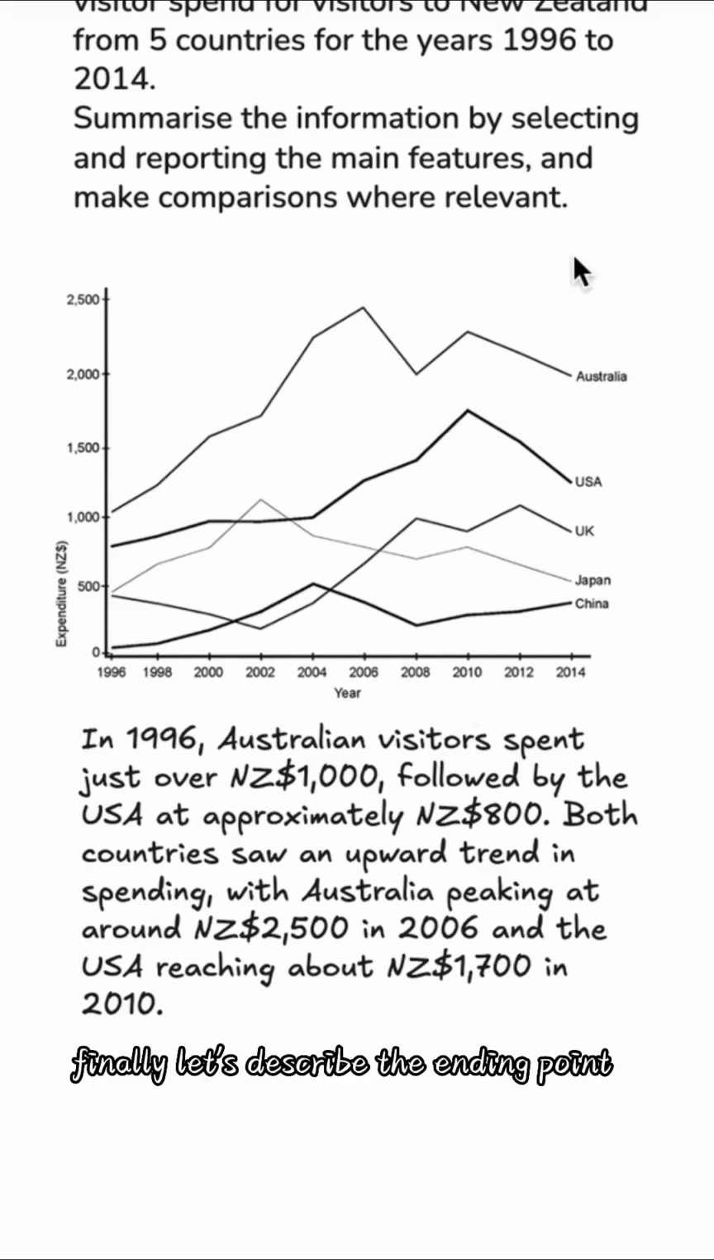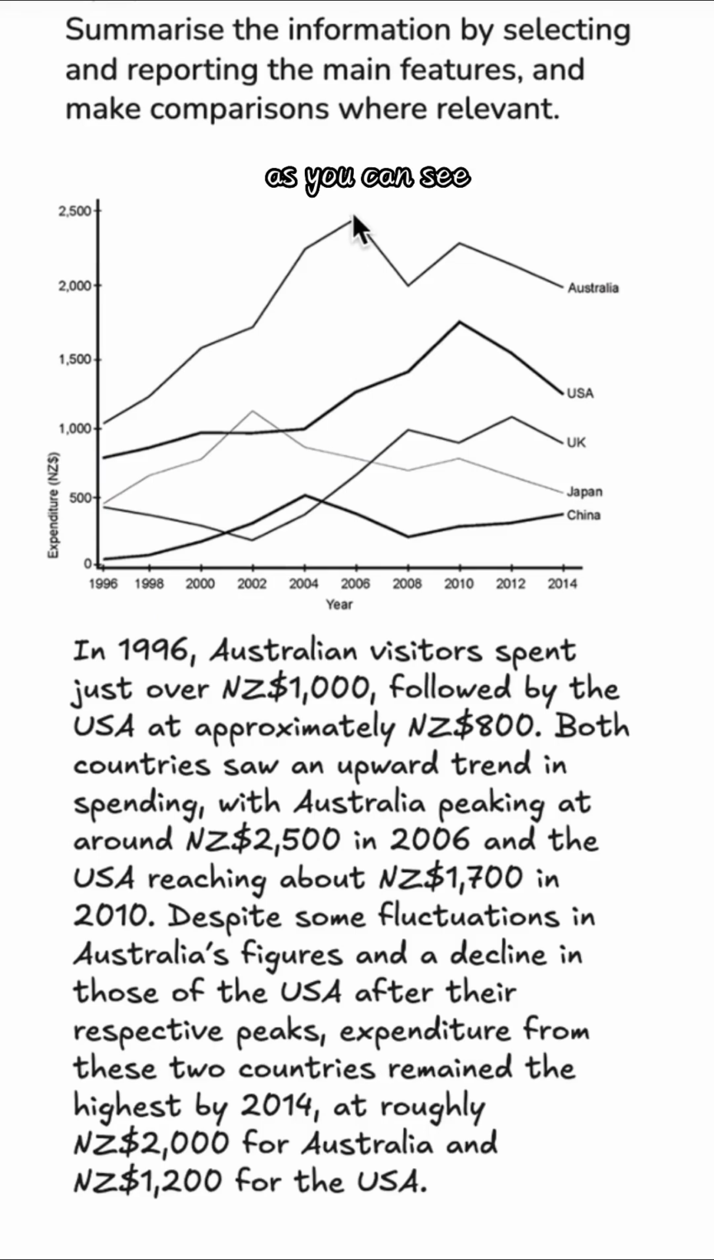Finally, let's describe the ending point. As you can see, after their respective peaks, Australia experienced some fluctuations, while the USA saw a decline. So, we can write as such: despite some fluctuations in Australia's figures and a decline in those of the USA after their respective peaks, expenditure from these two countries remained highest by 2014, at roughly $2,000 for Australia and $1,200 for the USA. Now, let's move on to China, the smallest contributor.